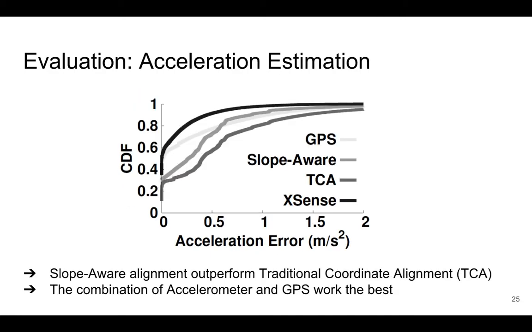Then we estimate the acceleration using different approaches. You can see that the GPS performs very well, sometimes in high speed scenarios even better than well-tuned sensors. The slope-aware coordinate alignment can perform better than the traditional approach because it can track the slope in a more accurate way. XSense basically combines GPS and the accelerometer, so it works the best, outperforming any of these inputs individually.